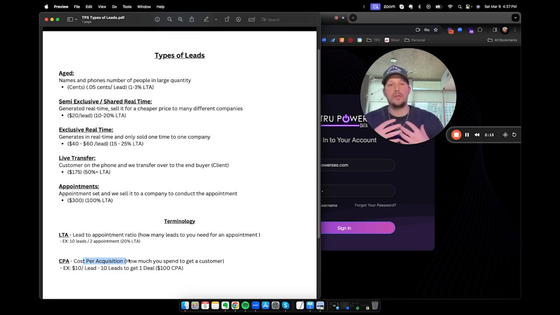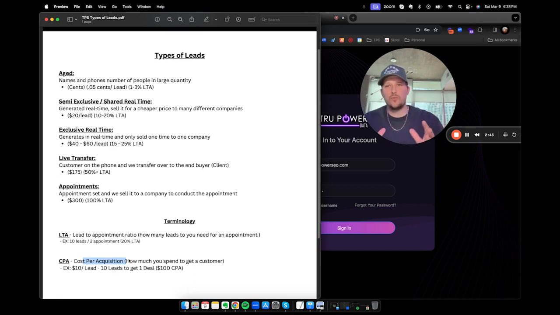For our companies, we know what our cost per acquisition needs to be. And it doesn't matter if half of the leads don't answer the phone, if we get a deal that falls within our target cost per acquisition. So those terms are really helpful to understand these 5 types of leads. And there are more types of leads, but these are the 5 that you're going to be purchasing online from people like us or from other lead sources online. So you've got aged, semi-exclusive, real-time exclusive, live transfer, and appointments.